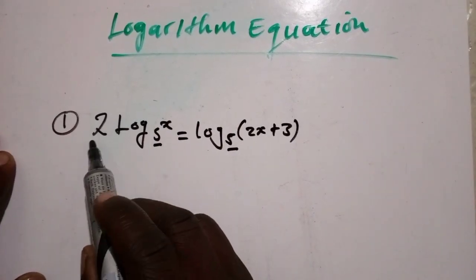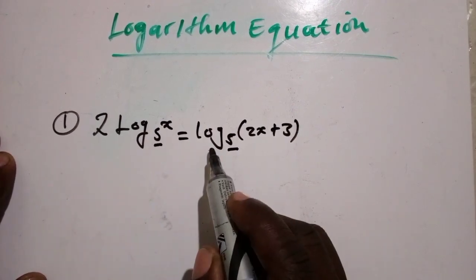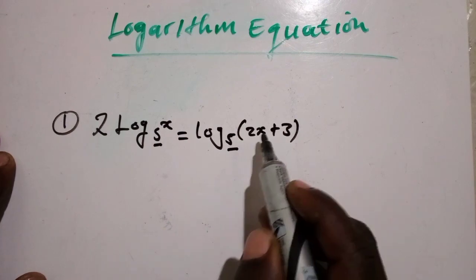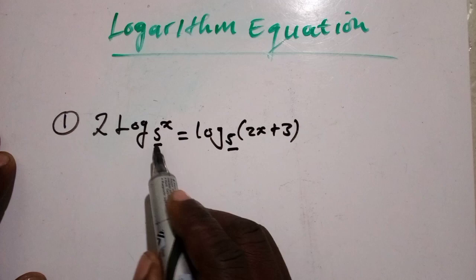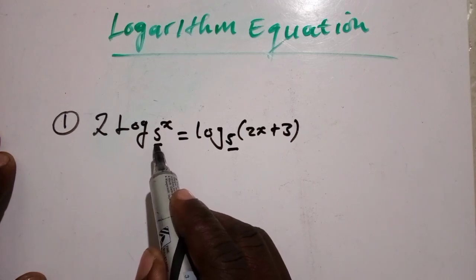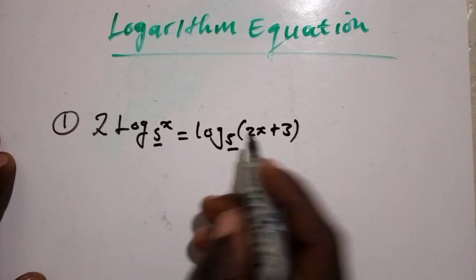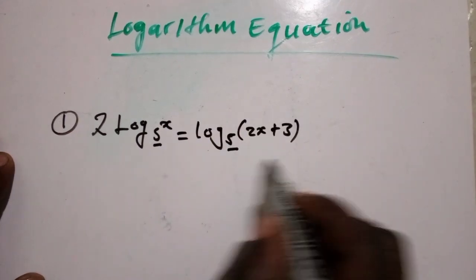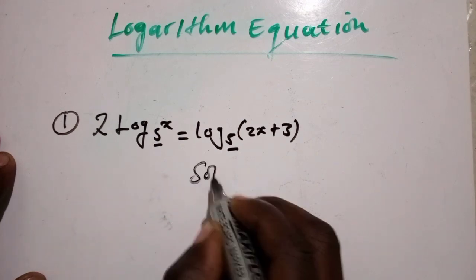We have the equation written down, which is 2 log base 5 of x equals log base 5 of (2x + 3). The most important thing when solving a logarithm is to check if the bases are the same. As you can see from this question, the bases are the same, so we are going to take this term to the left side.